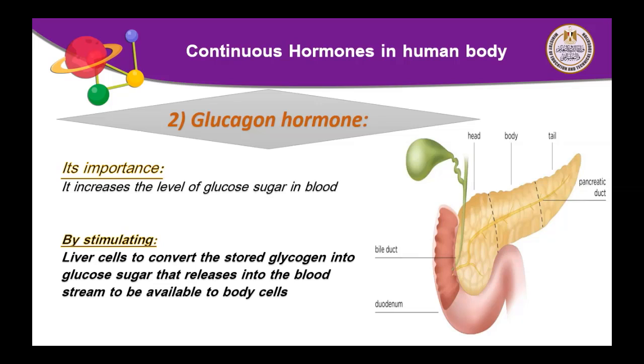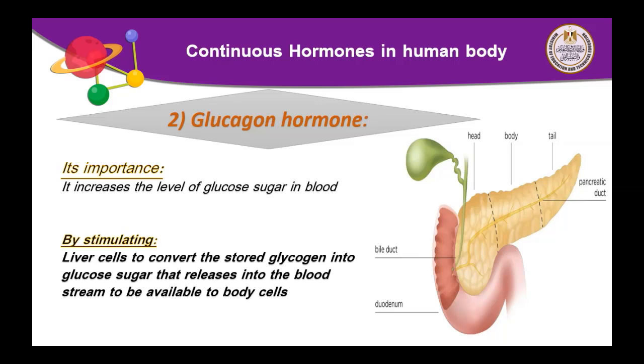This means that the pancreas has two hormones. One of them acts when the level of glucose increases in the blood, which is called insulin, that reduces this level. How? Number one, by stimulating cells to use glucose as a source of energy. Number two, stimulating the liver to store glucose in the form of glycogen in the liver. Then the level of glucose decreases in the blood.